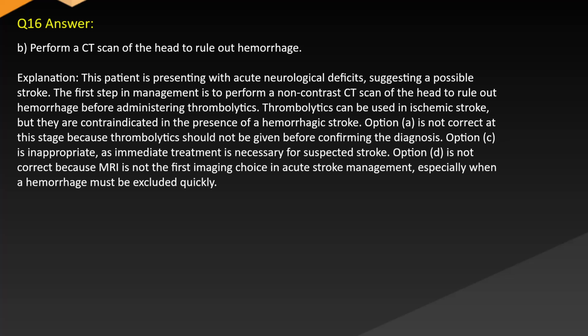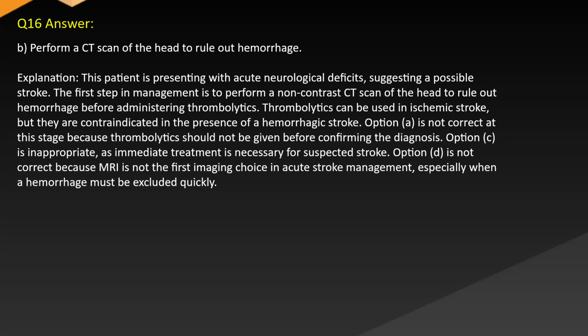Answer. B. Perform a CT of the head to rule out hemorrhage. Explanation. This patient is presenting with acute neurological deficits, suggesting a possible stroke. The first step in management is to perform a non-contrast CT scan of the head to rule out hemorrhage before administering thrombolytics. Thrombolytics can be used in ischemic stroke, but they are contraindicated in the presence of a hemorrhagic stroke.